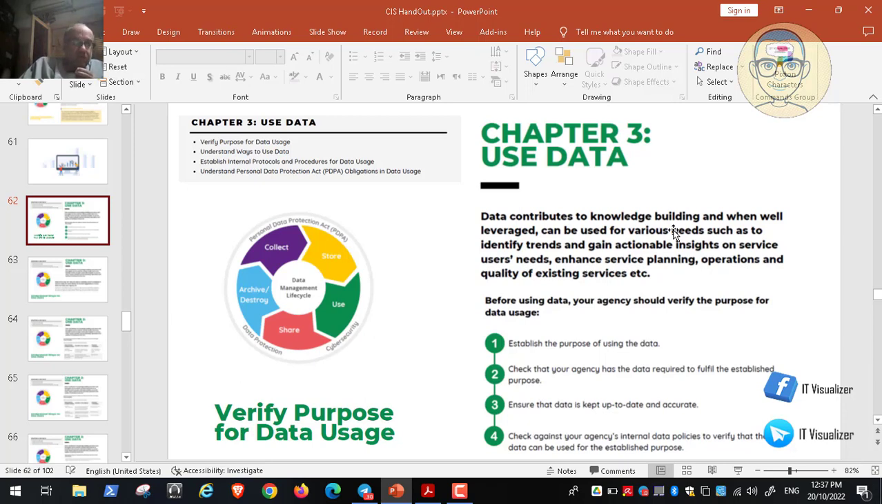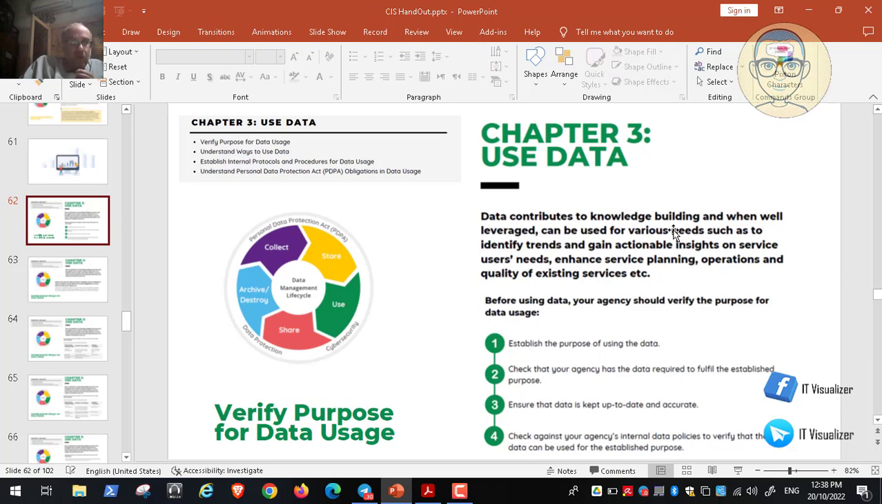So basically we are collecting data to know what the user needs are, and to enhance our service, operations and quality. This is the main purpose of collecting and using the data, by the way. When collecting the data, we need to know the business needs or the user needs, and when we use the data, we will use it to fulfill the user's business needs and to enhance our service.